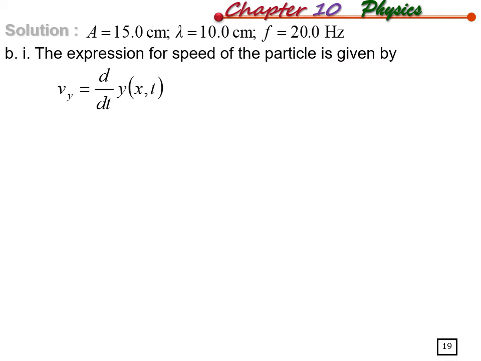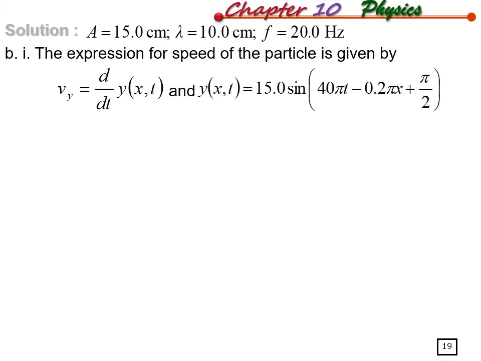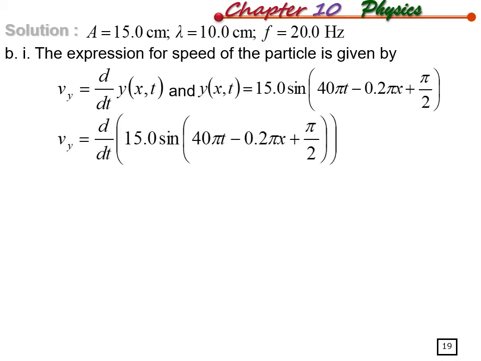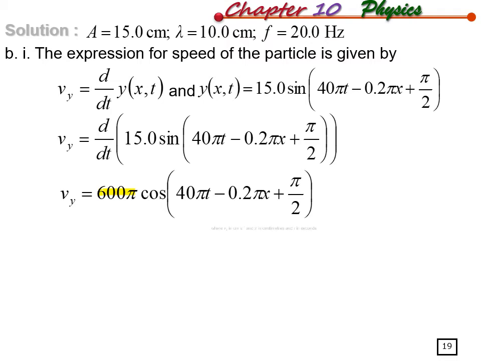Then, to determine the speed of the particle, we have to differentiate. Differentiate the function y with respect to t. So this is the initial function. Differentiating with respect to t, you will end up with an omega in front over here. A omega, multiplying A and omega, you will end up with 600 pi. The sine function will become a cosine function, and inside the bracket you will still have the same value.